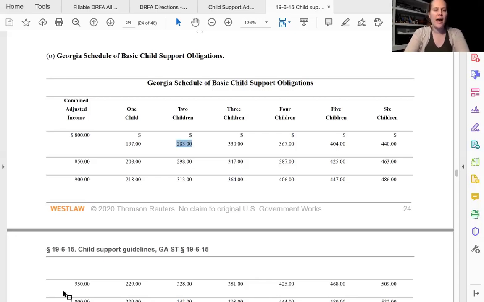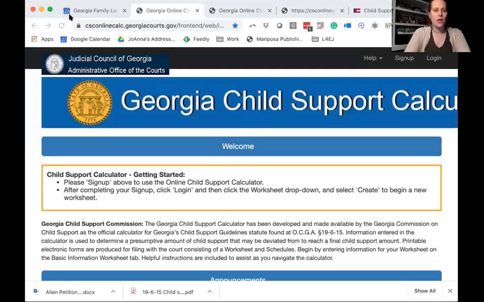Have you all been to the child support calculator page before? I have. Okay, it looks like this. So if you want to follow along and go to this website, it's gsconlinecalc.georgiacourts.gov.